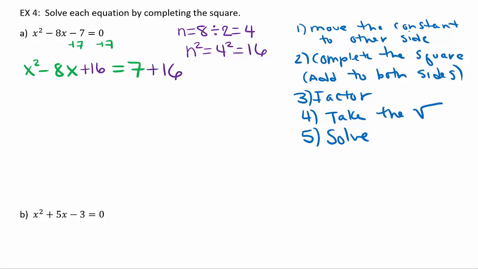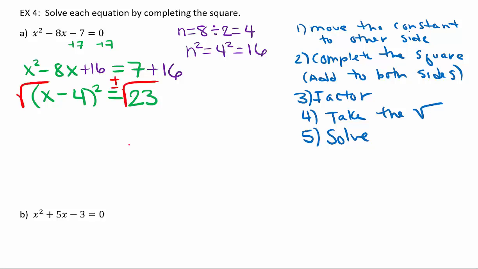Then step 3 is we factor our perfect square. It'll become x minus 4 squared. Notice this is where the negative sign stays. It was a minus 8x, so it's a minus 4. And 7 plus 16 is 23.